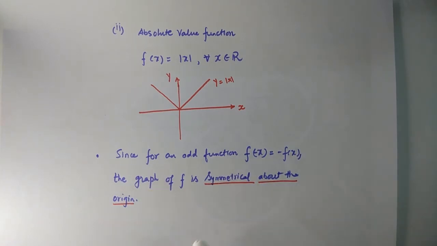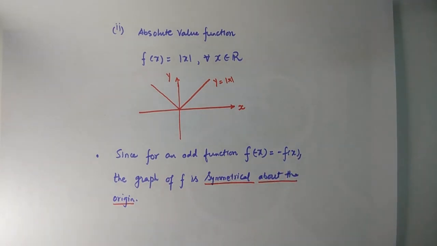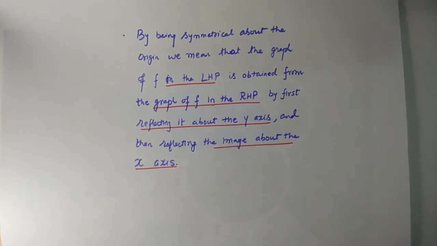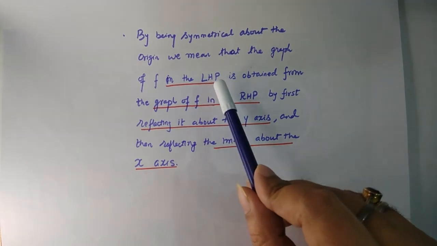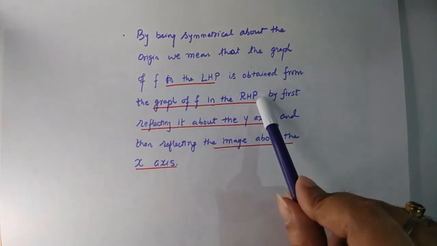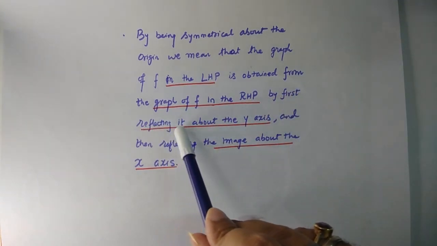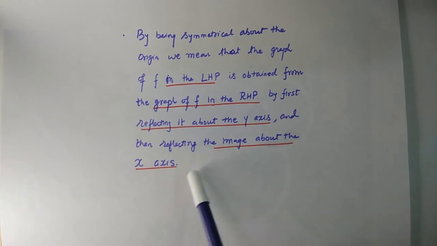Since for an odd function f of minus x is equal to minus f of x, we say that the graph of f is symmetrical about the origin. By being symmetrical about the origin, we mean the following. The graph of f in the left-hand plane, which is denoted by LHP, is obtained from the graph of f in the RHP by first reflecting it about the y-axis and then reflecting the image about the x-axis.